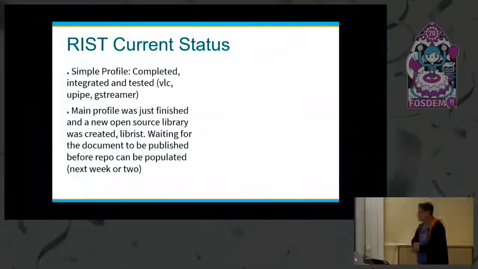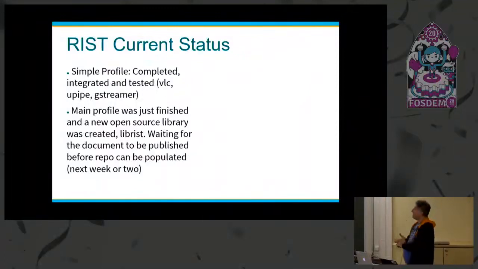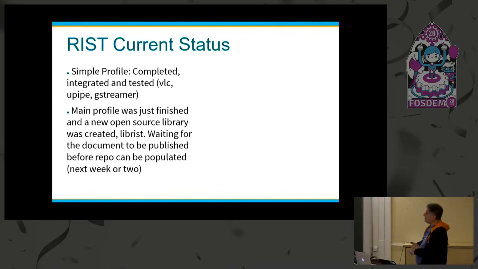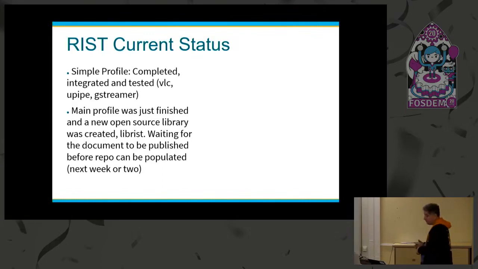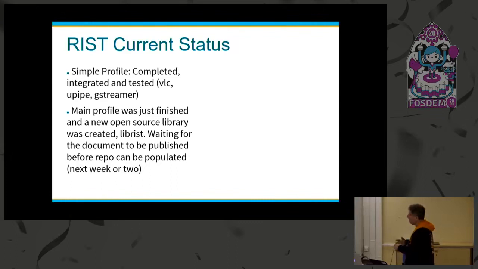So what is the current status of RIST, of this protocol? We have the simple profile was completed, integrated and tested. It's part of VLC, UPipe, GStreamer, and others. It's on all the vendors that are part of the work group, and people keep adding it, the simple profile, on a weekly basis. The main profile that adds the GRE encapsulation and the encryption, it was finished and sent to review just a few weeks ago. We were expecting to be done by now. It's most likely going to be done before the month is over, probably within the next week or two.